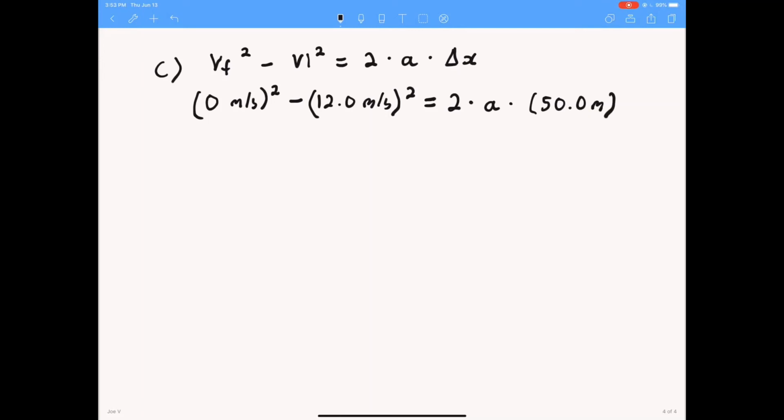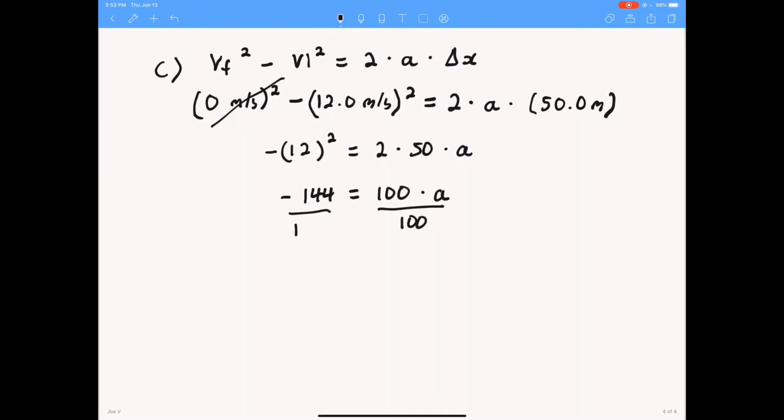First, we can cancel out the final velocity because it's 0. Next, we take the 12 meters per second and square it, set that equal to 2 times 50 times acceleration. Negative 12 squared is negative 144. 2 times 50 is 100. We divide 100 from both sides, and your acceleration is negative 1.44 meters per second squared. But we're not done here.